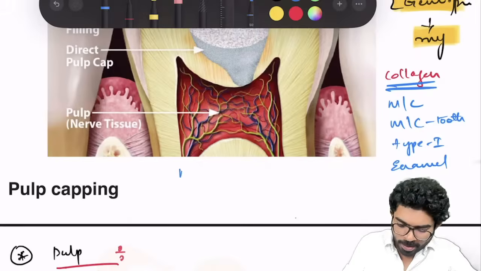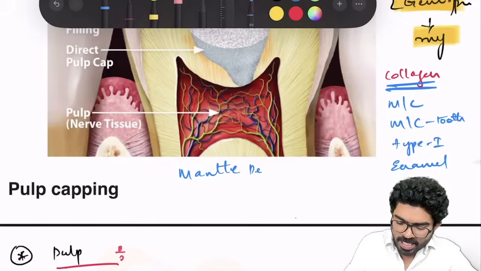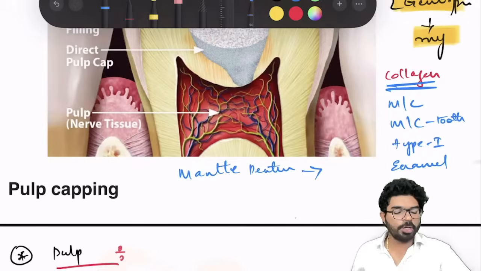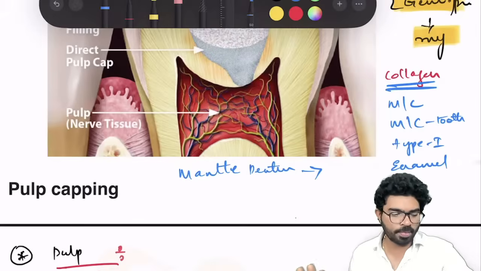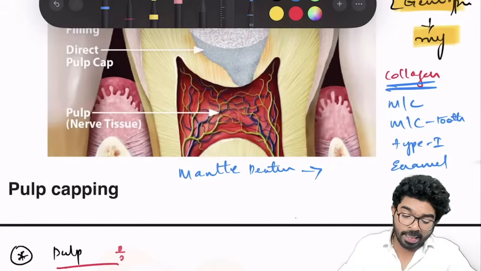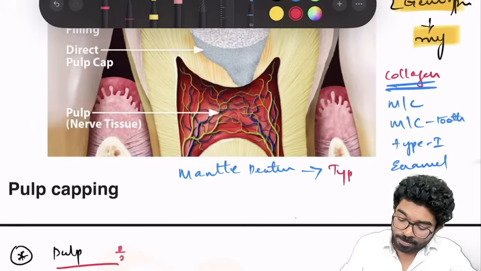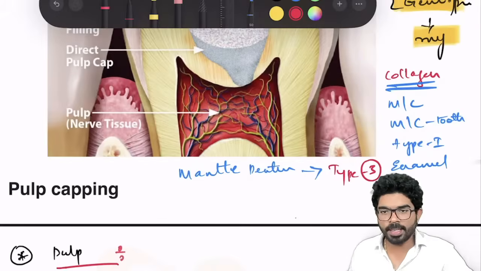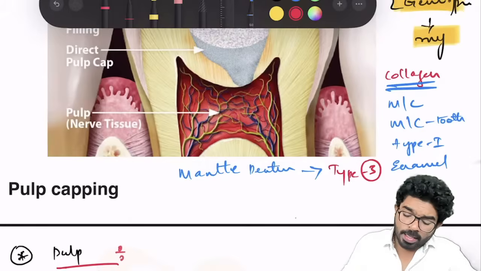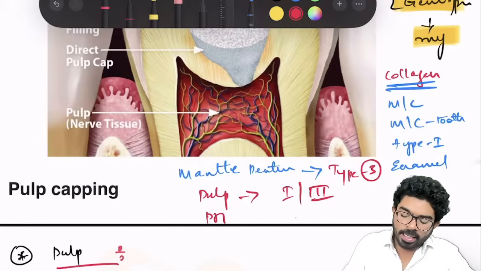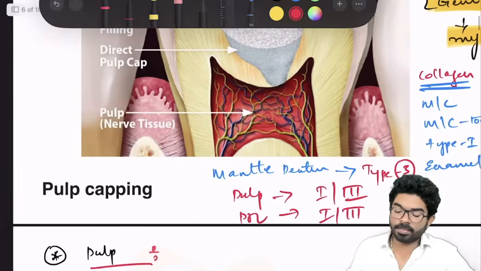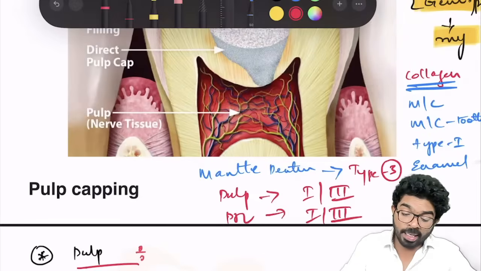For example, anyone? Mantle dentin, very specifically if they ask about mantle dentin, what should be your answer? Cartilage is type 2. Mantle dentin, your answer is type 3. You have something called a bank of fibers in mantle dentin, which are going to have type 3 collagen. Similarly, if they're asking the second type of collagen which is present in the pulp, the answer is type 1, type 3. PDL, type 1, type 3. Dentin, type 1. Mantle dentin, type 3.